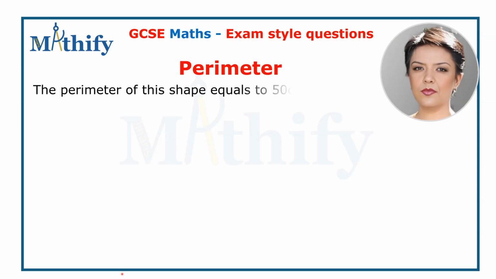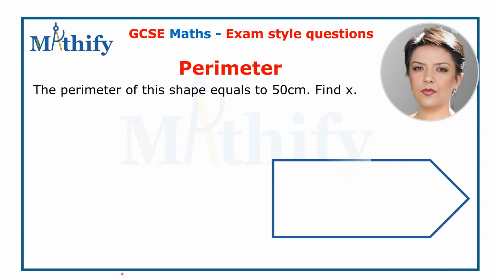So let us look at an example together. The perimeter of the shape is equal to 50 centimeters. We are trying to work out what x is. This is the shape that is identical to the previous slide, but the only difference is that instead of just whole number values, we are also given expressions. We're given 2x plus 4, 3x, 3x, and 2x plus 4. These are the new pieces of information. Another new piece of information is that the perimeter is equal to 50 centimeters.